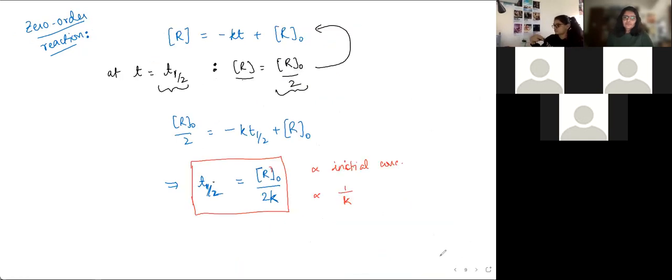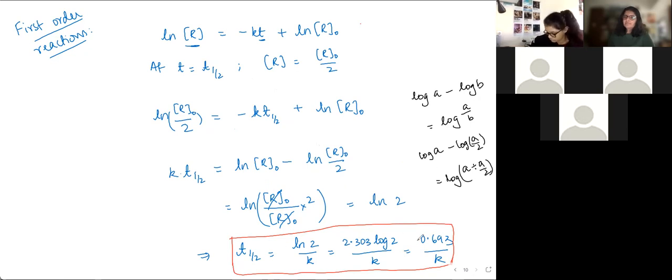So if you compare it with zero order, there R naught is also in T half, along with K. In this, T half is equal to this particular number divided by K. So the observation is that it is independent of concentration. It doesn't matter how much concentration you take, it will always take the same time to become half of whatever it was. So it just depends on the reaction, because K changes with the reaction.